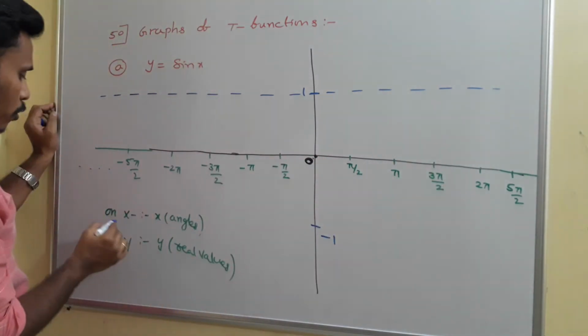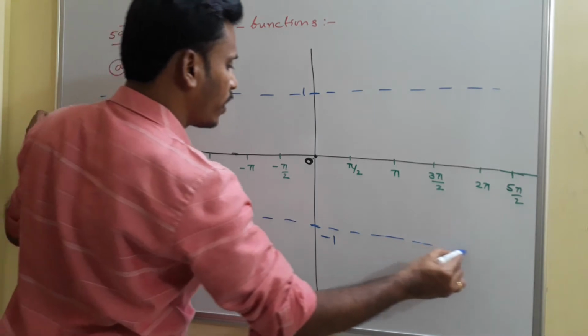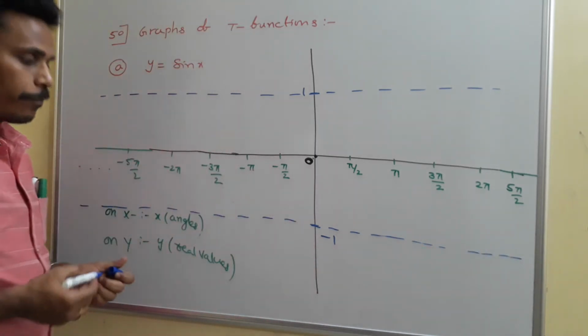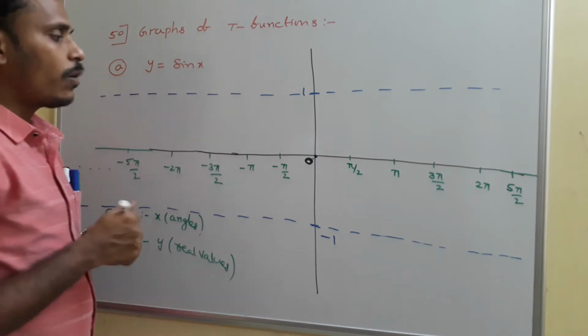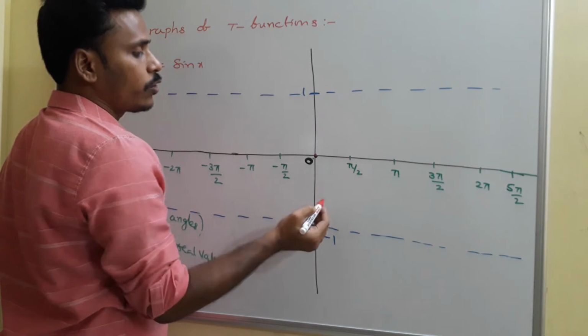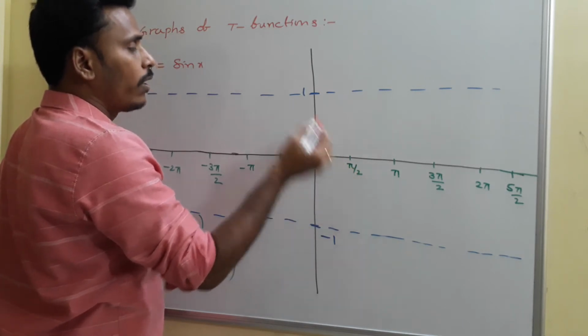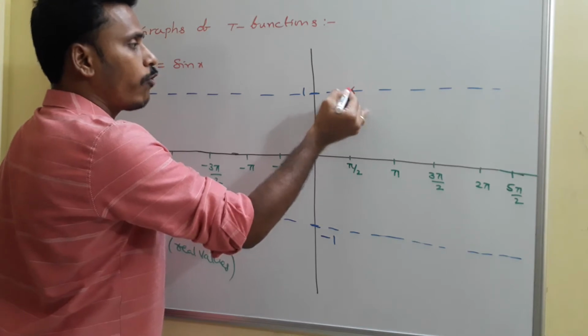Okay, suppose you take an imaginary line at minus 1. This line is not a graph, it is just an imaginary line. Now try to sketch the graph. What is 0 degrees? Sine 0 degrees is 0, sine 90 degrees is 1. So at pi by 2 the value of y is 1.